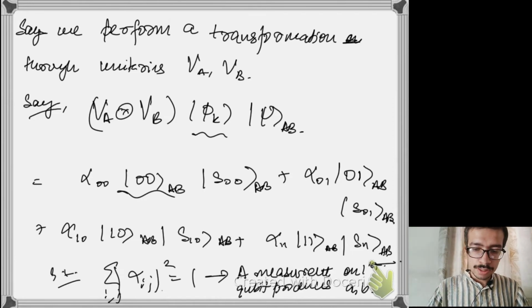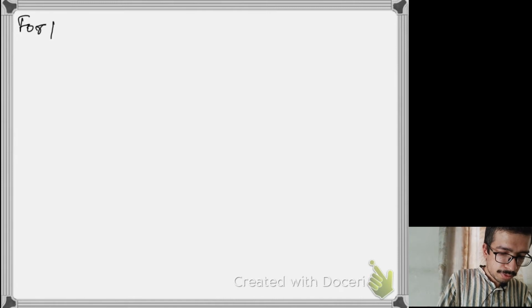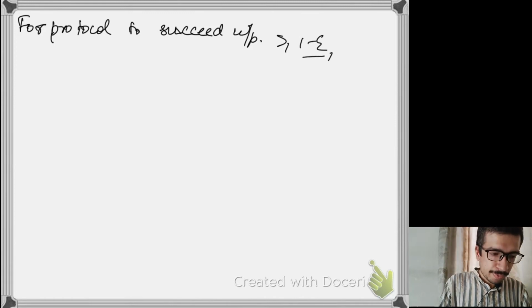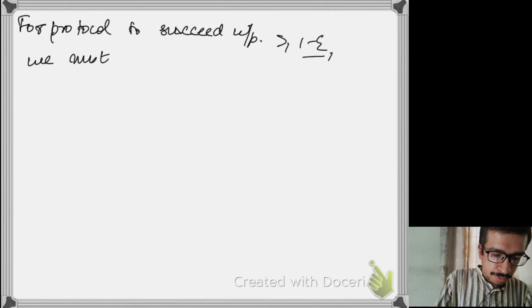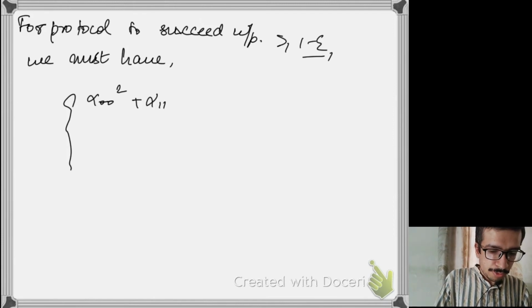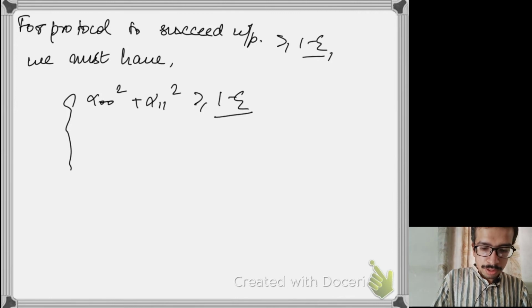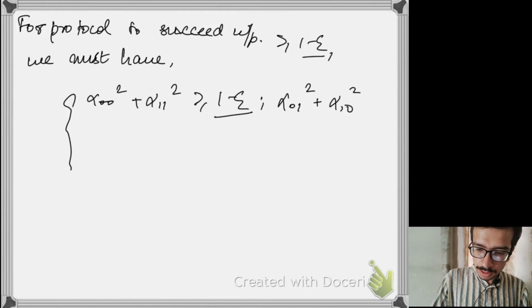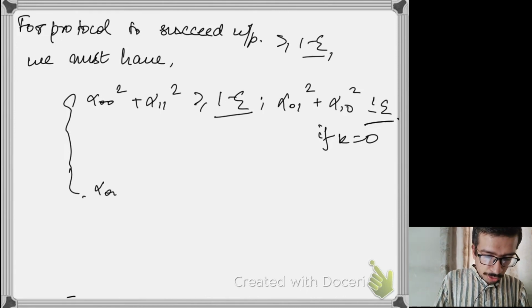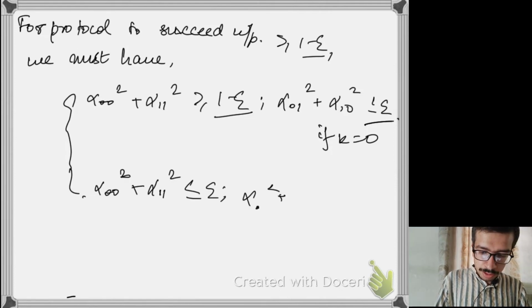Now for the protocol to succeed with probability greater than or equal to 1 minus epsilon, we must have that |alpha_00|^2 plus |alpha_11|^2 is greater than or equal to 1 minus epsilon, and |alpha_01|^2 plus |alpha_10|^2 is less than or equal to epsilon. This is provided k equals 0, right? And |alpha_00|^2 plus |alpha_11|^2 is less than or equal to epsilon, and |alpha_01|^2 plus |alpha_10|^2 is greater than or equal to 1 minus epsilon. This happens if k equals 1.